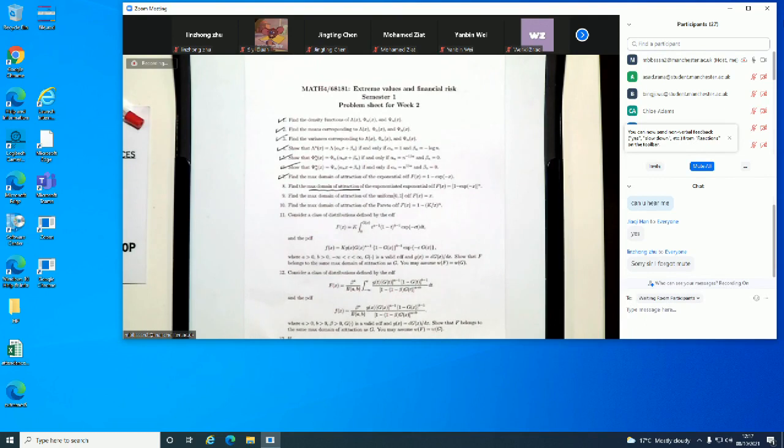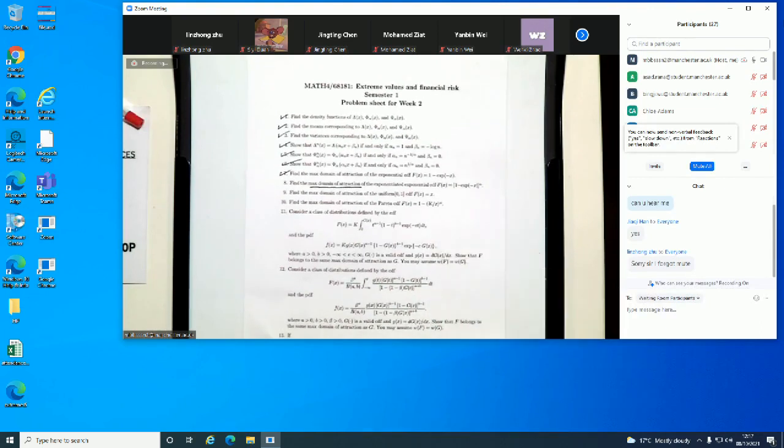So if type 1 holds, then you say that the distribution belongs to the Gumbel domain of attraction. If type 2 holds, then you say that the distribution belongs to the Frechet domain of attraction. And if type 3 holds, then you say that the distribution belongs to the Weibull domain of attraction. All right? So in this case, we want to find the domain of attraction for this distribution here. So let's see how we can do it.